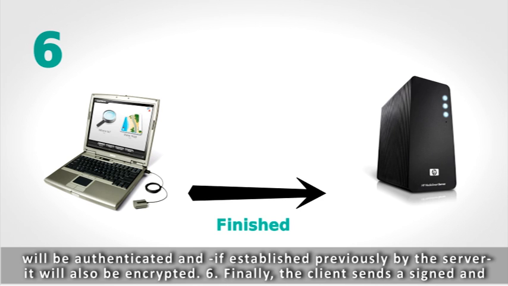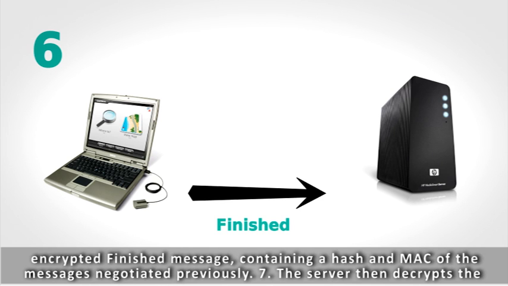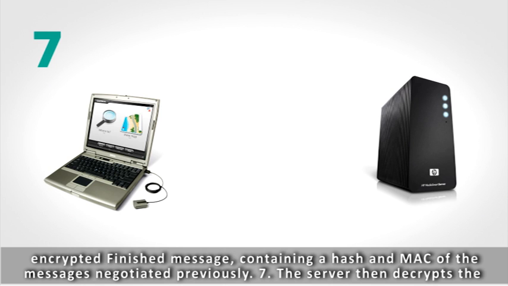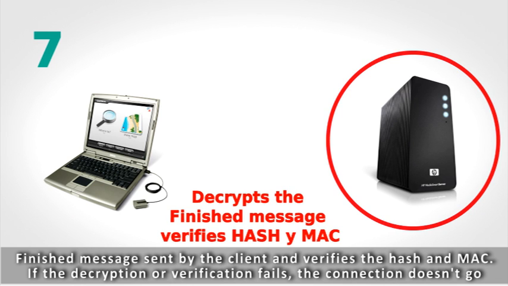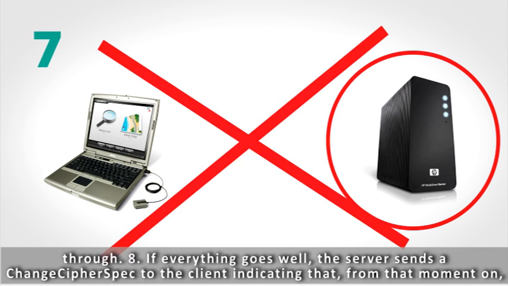6. Finally, the client sends a signed and encrypted finished message, containing a hash and MAC of the message as negotiated previously. 7. The server then decrypts the finished message sent by the client and verifies the hash and MAC. If the decryption or verification fails, the connection doesn't go through.